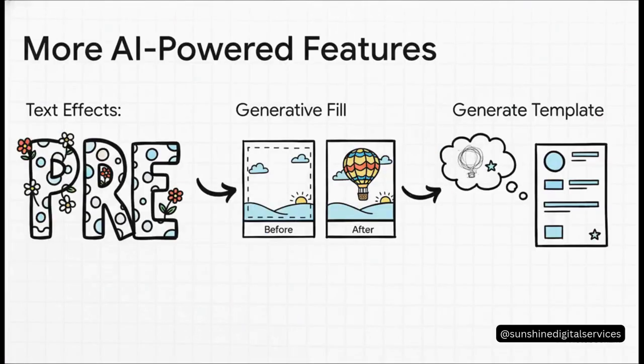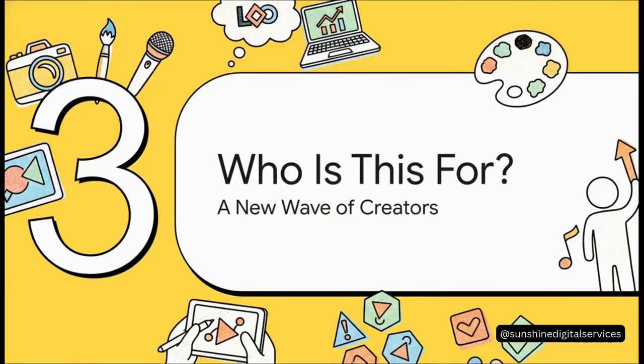And the range of AI tools here is just wild. You've got text effects where you can type a word and tell the AI to make it look like it's made of Swiss cheese or covered in flowers. You can use generative fill to seamlessly add or remove things from your photos. You can even just describe a poster you need, and the AI will generate a whole editable template for you. It's amazing.